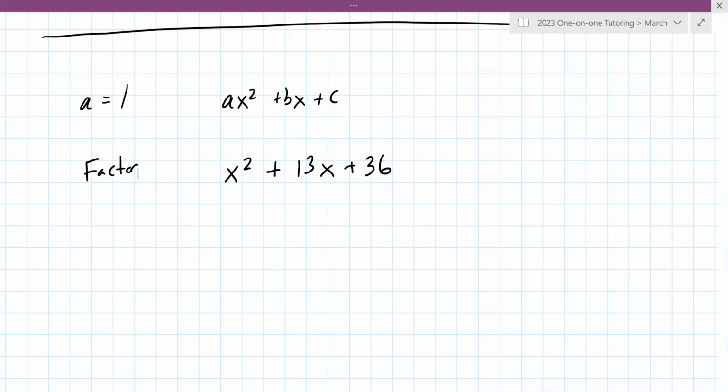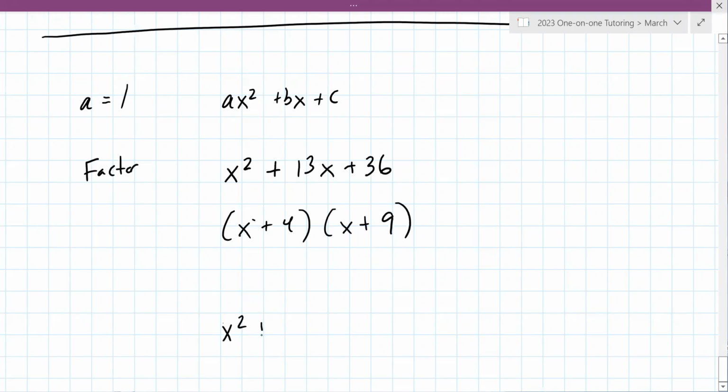Sure. 4 and 9. So this would be x plus 4, x plus 9. So this only really gets challenging if there's 2 possibilities. One is the number gets so large, or you can't think of the factors that work here. Like here's another one here.